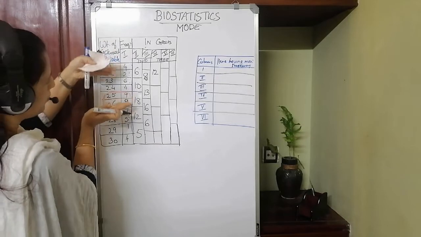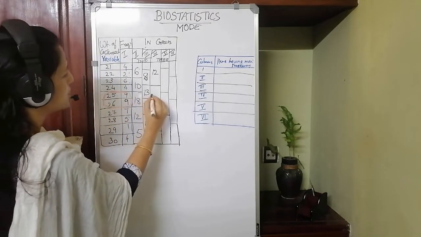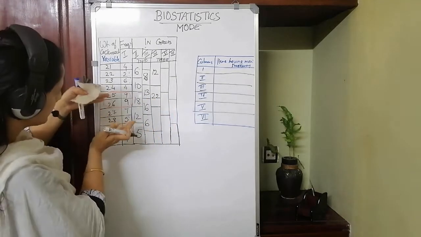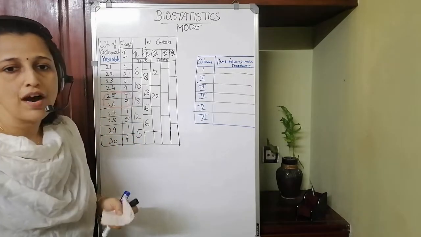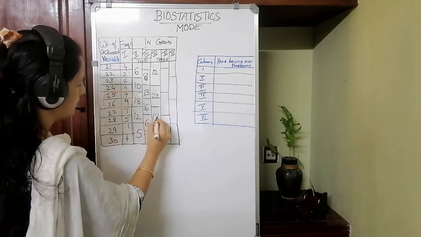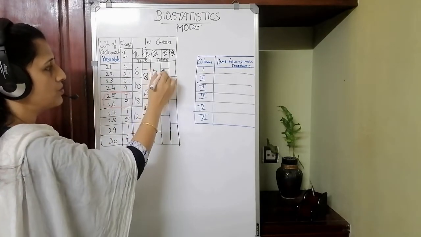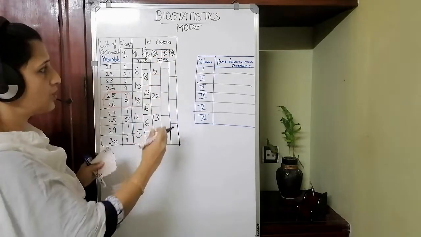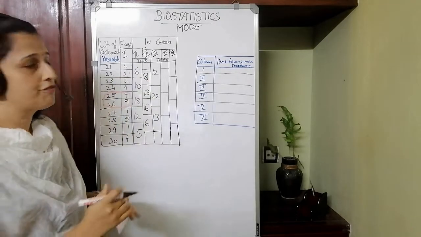Then again group of 3 is 4 plus 9 plus 9. It comes to 22. Then again next group, that is 7 plus 5 plus 1, and that comes to 13. Then 4 we ignore. Again you have to go on with the fifth column. In the fifth column again group of 3 but ignoring the first frequency.